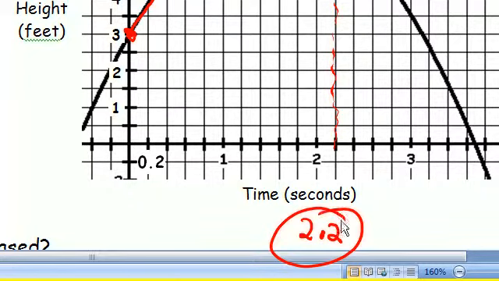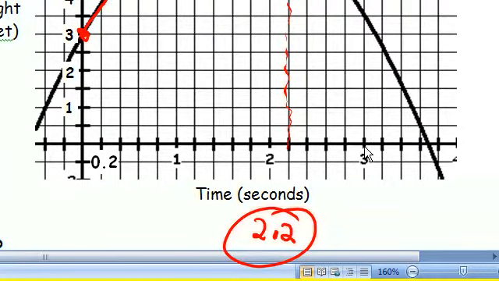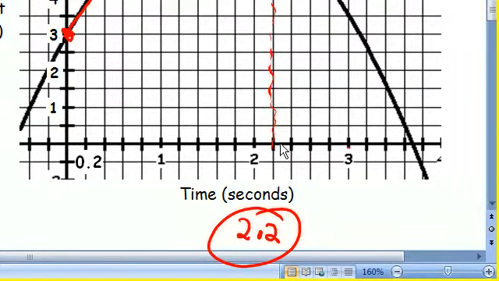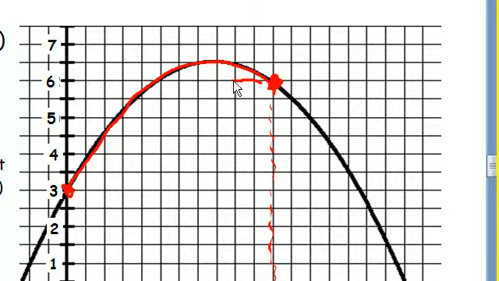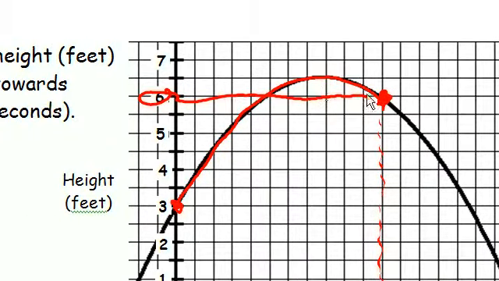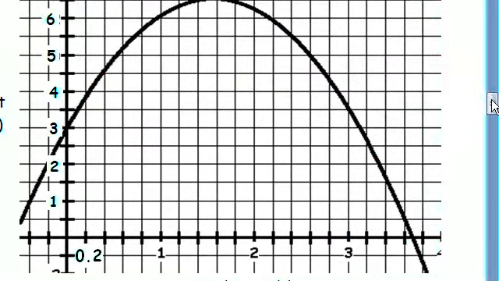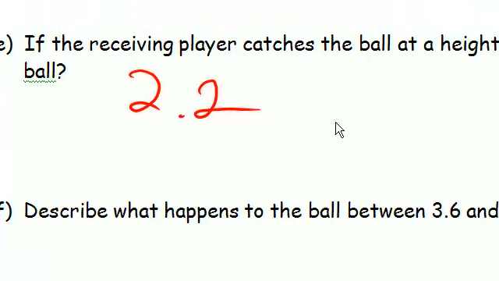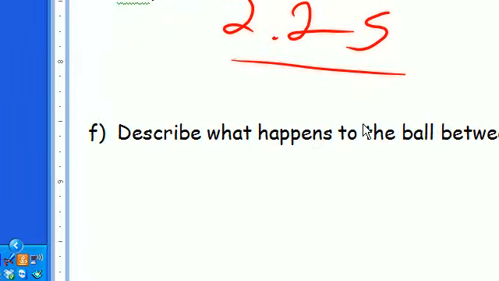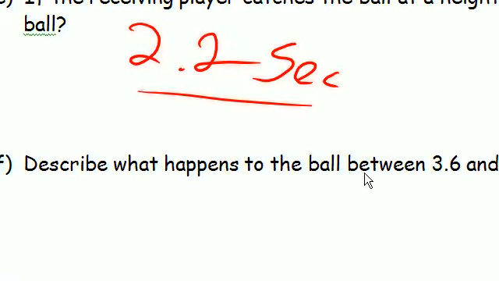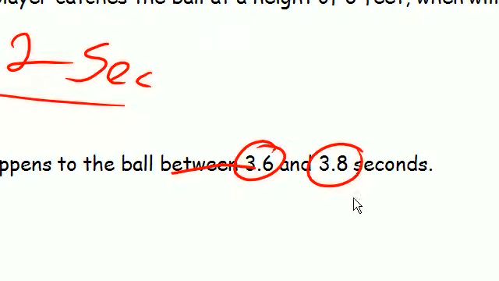2.2 seconds. How do I know that's a 0.2 and not a 0.1? Because look: 2.0, 2.2, 2.4, 2.6, 2.8, 3.0. So each one of these little tick marks represents 2/10 of a second, 1/5 of a second. So if he's 6 feet tall, he'll catch the ball at 2.2 seconds.